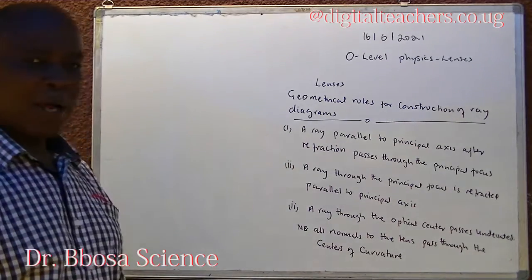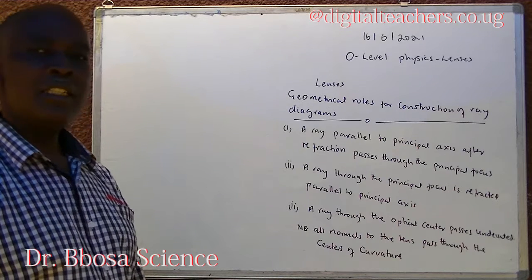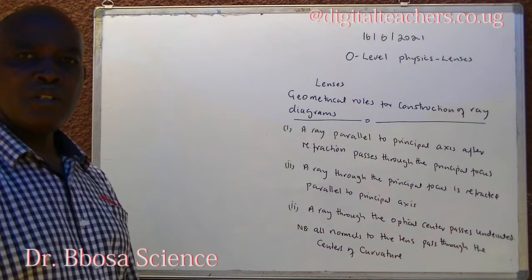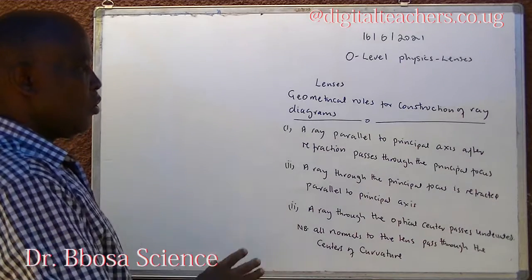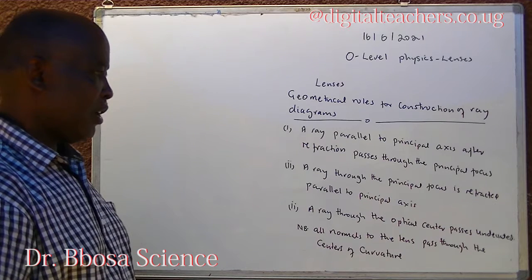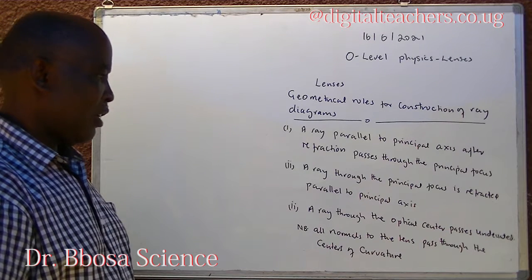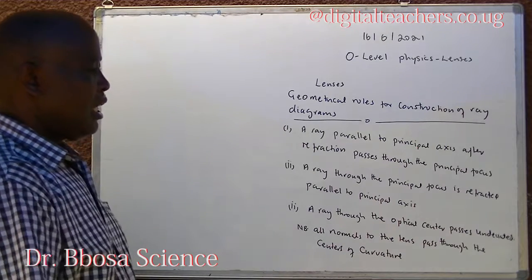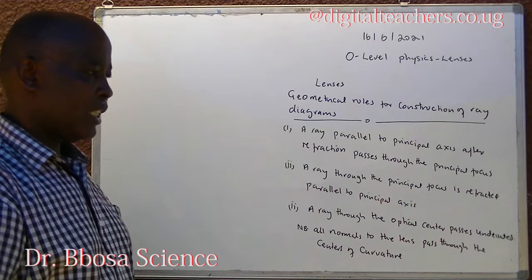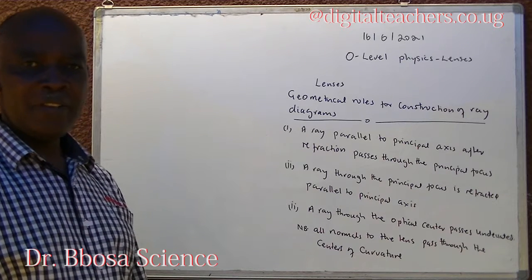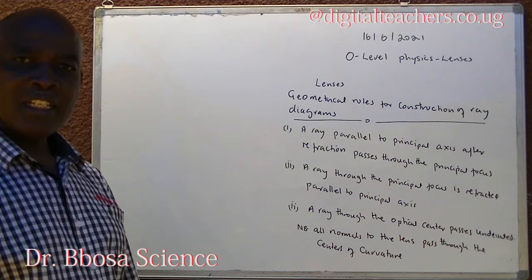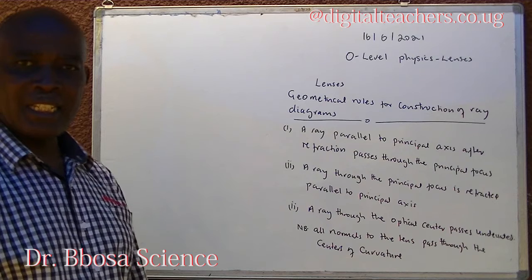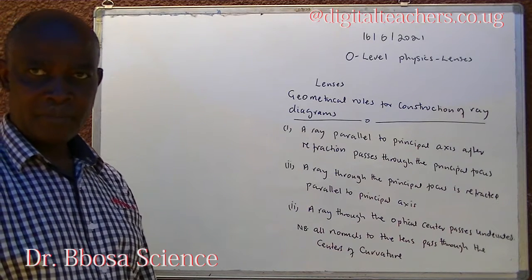1. A ray parallel to the principal axis after refraction passes through the principal focus. 2. A ray through the principal focus is refracted parallel to the principal axis. 3. A ray through the optical center passes undeviated. Note that all normals to the lens pass through the centers of curvature.